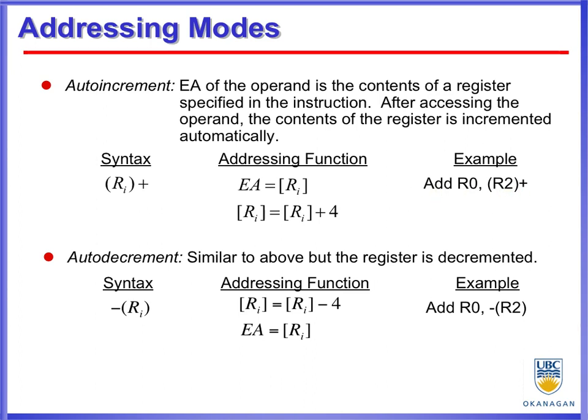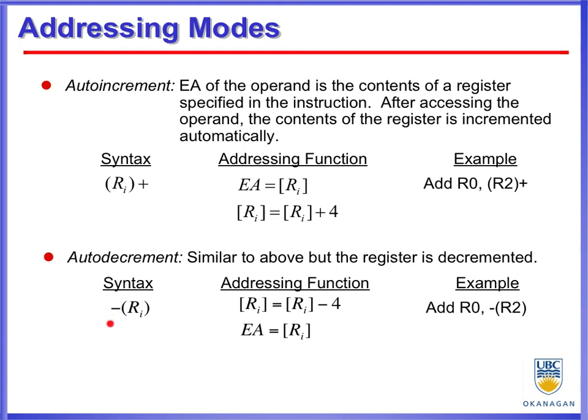So something like this is going to go to the address that's stored at R2, get the number, and add it to R0, and then it's going to increment the address that's stored in R2, so now R2 points to the next address in memory. So it just does it automatically. With this type of syntax, it's going to change Ri to point to the next memory address, so the next time you use Ri, it's already pointing to the next address, okay?